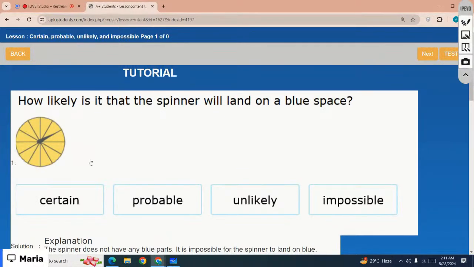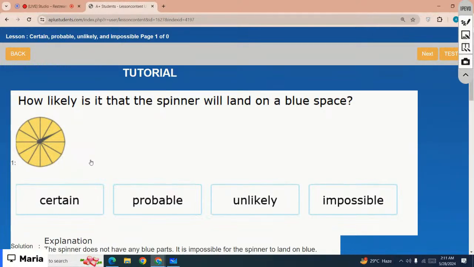How likely is it that the spinner will land on blue space? So the basic thing here is you need to understand the spinner first. You have to see which color is more and which color is less on the spinner, right? Then you can see if it will land certainly, probably, unlikely, or impossible.